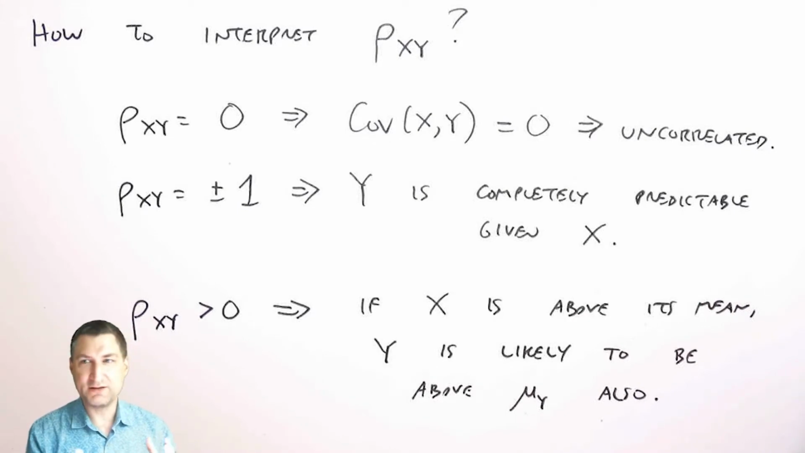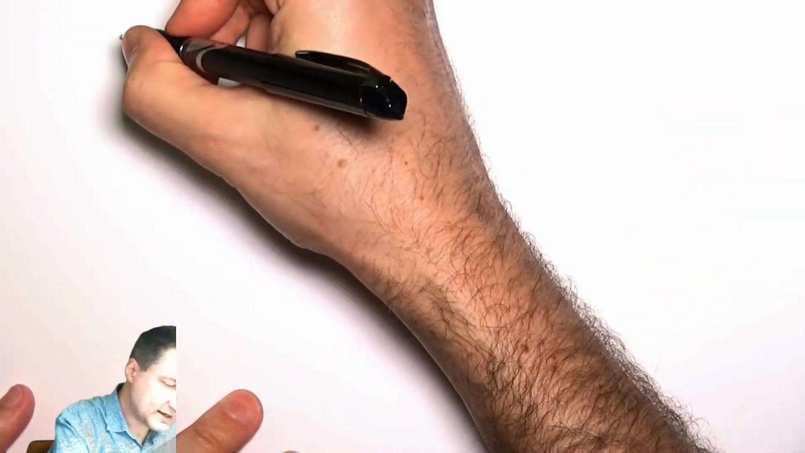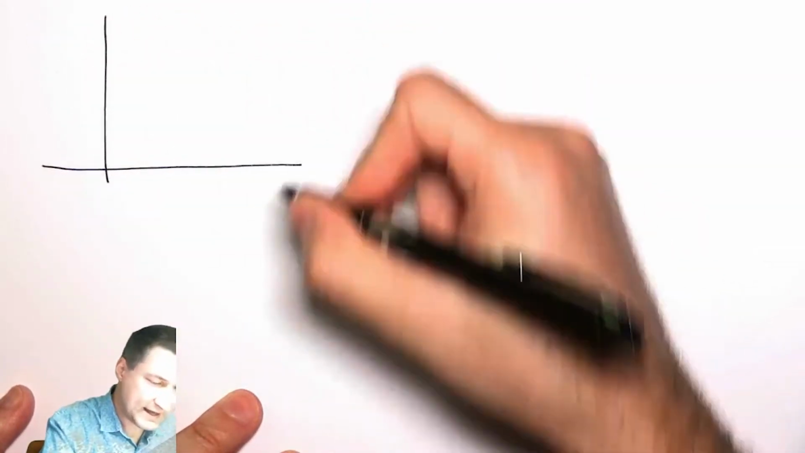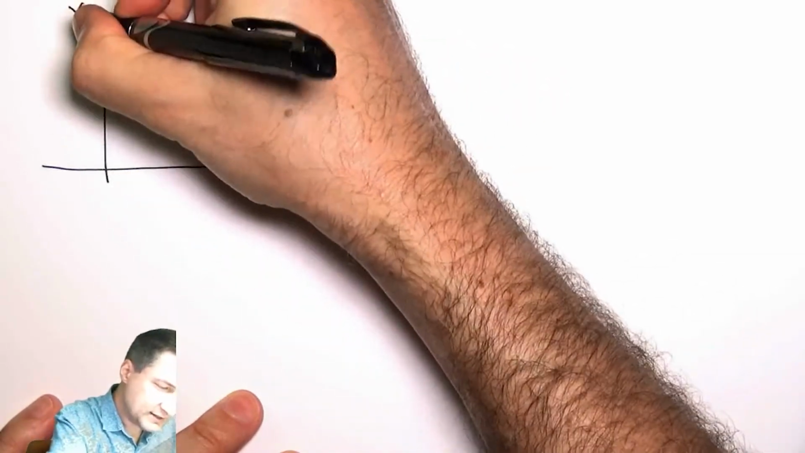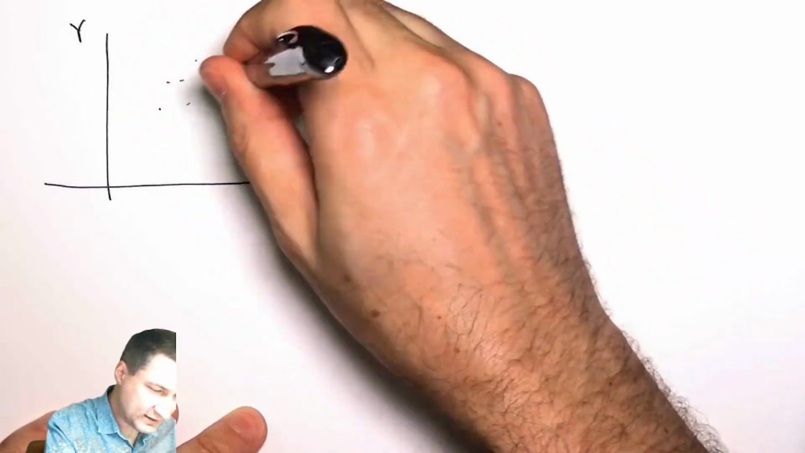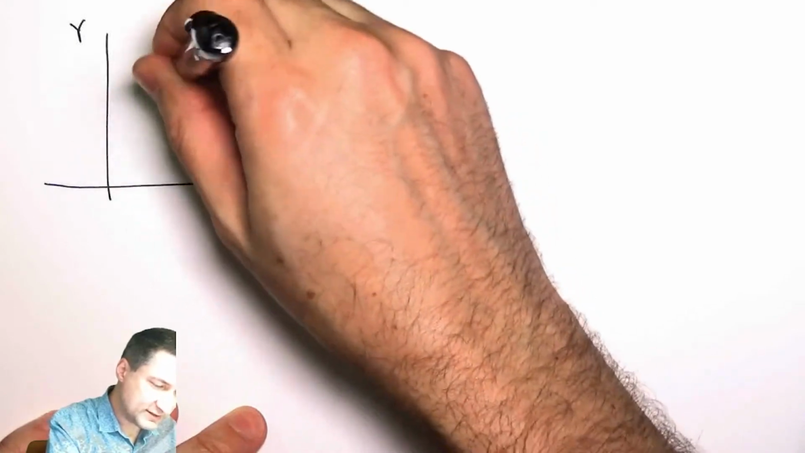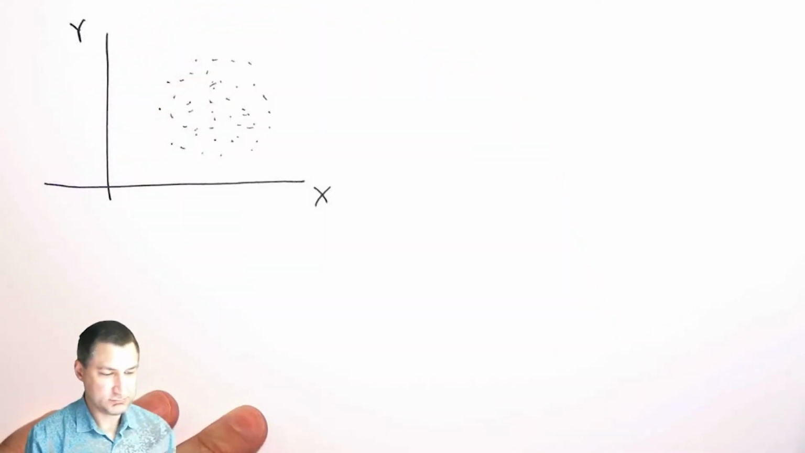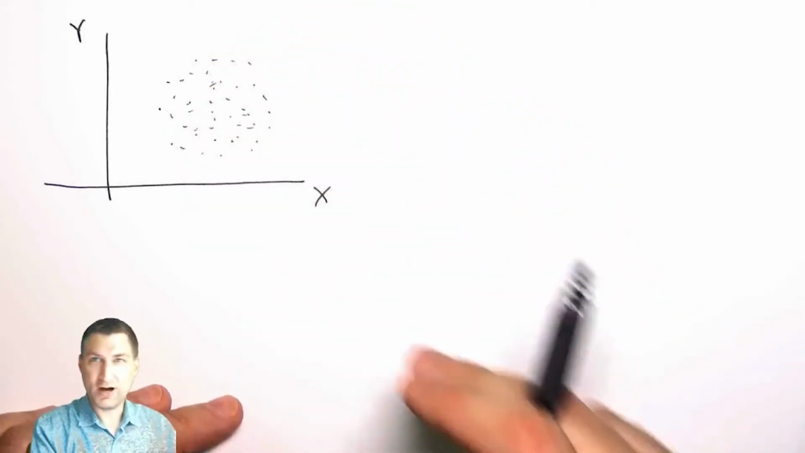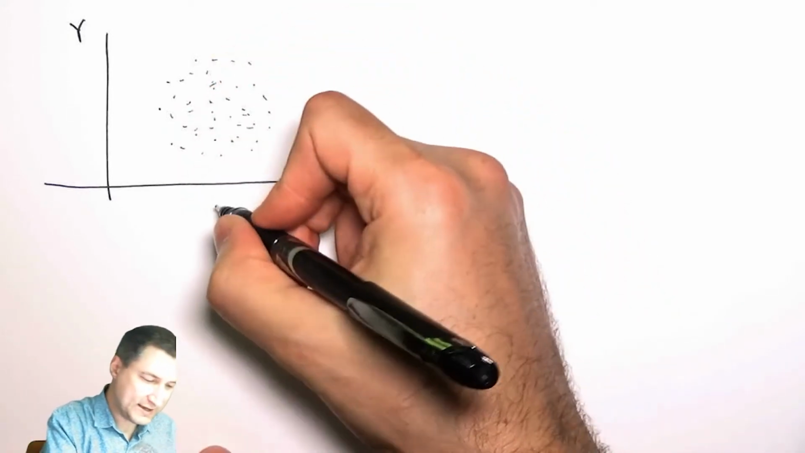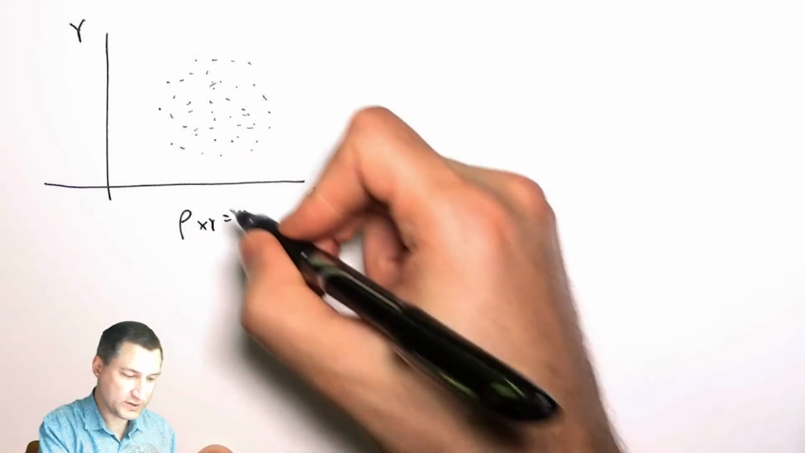Okay? And an easy way to visualize this kind of stuff is with a scatter plot, right? So what I could do is collect lots and lots of data, and look at how that data is distributed in the XY plane, right? If I have a situation where the data looks like a circle, for example, where there's no obvious connection between X and Y, this would be what I might see if I had rho equals 0.